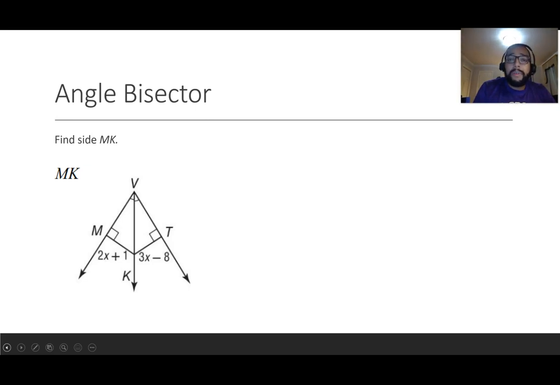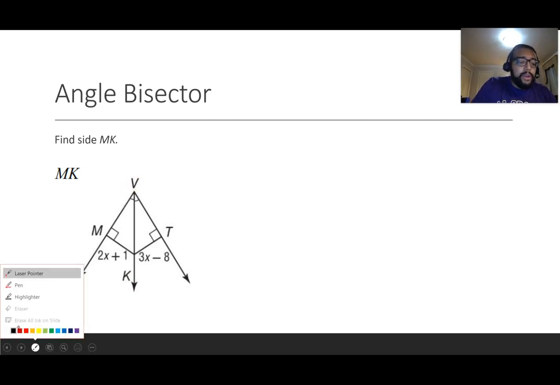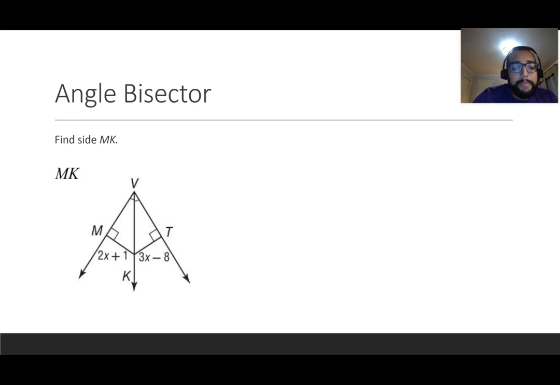Find the value of MK. Since this is an angle bisector, and I know it is an angle bisector because I have my congruent angles right here. This tells me that VK will be an angle bisector. That's great and amazing because I can just say that 2x plus 1 is going to be equal to 3x minus 8.